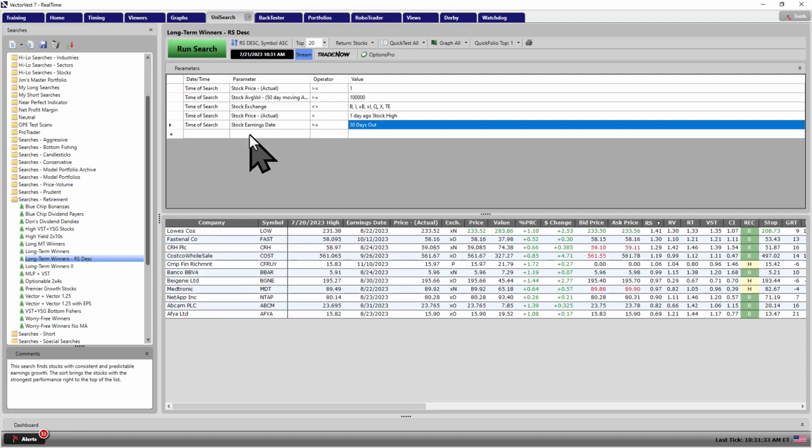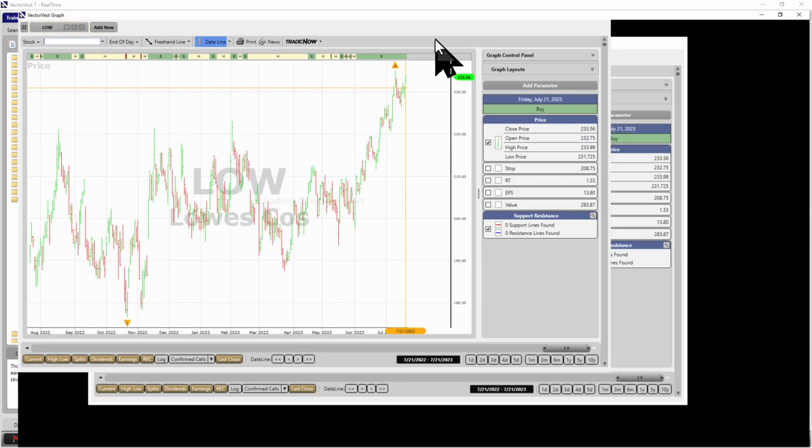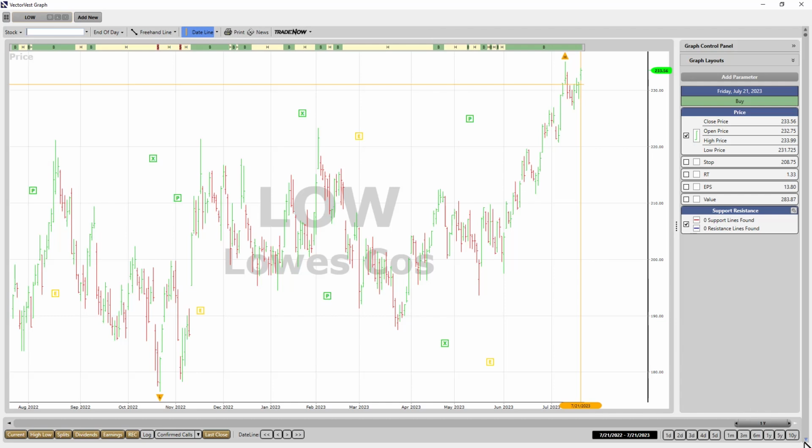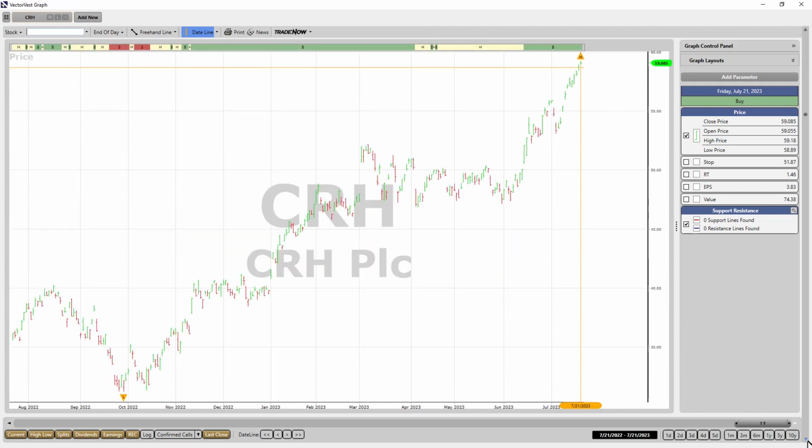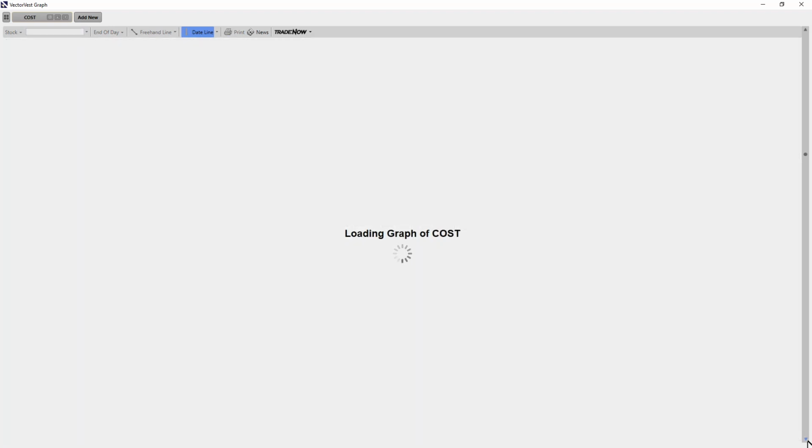Now, from here, you've had some great tutorials over the last few weeks about some basic VectorVest concepts. Let's go ahead and graph all these. And let's find a stock that we really, really like. Here's Lowe's. Here's Fastenal. Here's CRH. That one looks really, really nice, by the way. It's at a 52-week high. Here's Costco.